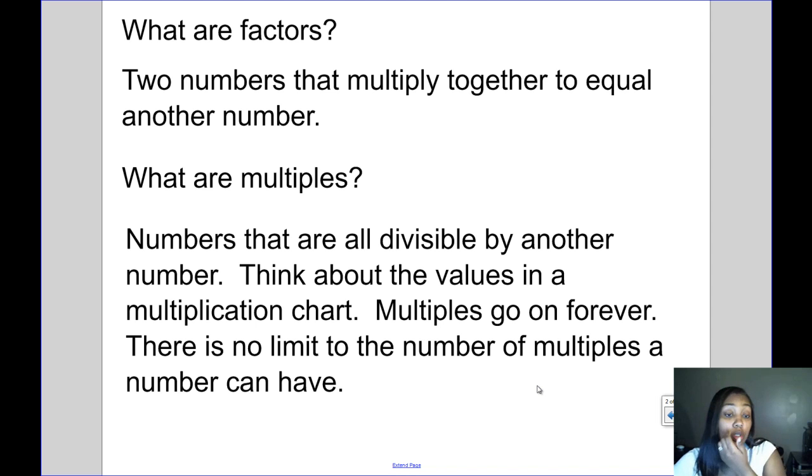What are multiples? Multiples are numbers that are all divisible by another number. And when you think about the multiples, you really want to think about the multiplication chart. And the thing about multiples is they go on forever. There's no limit to the number of multiples a number can have because you can always keep multiplying and go higher and higher and higher.